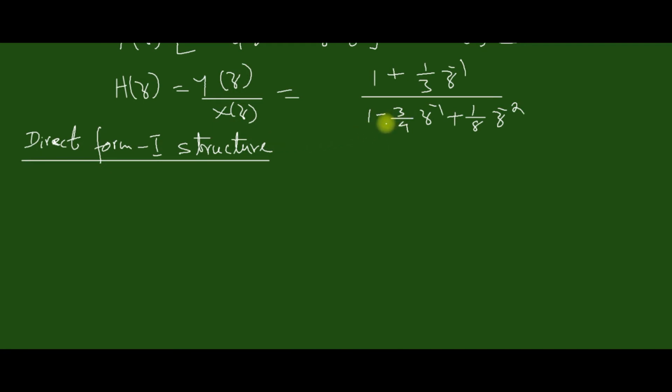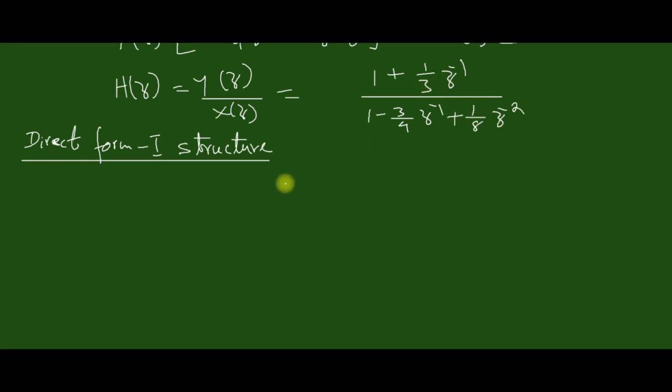Next, let us draw the direct form 1 structure. In the case of direct form 1 structure, the numerator coefficients, that is the b coefficients, come on the left side of the structure, whereas the denominator coefficients, that is the a coefficients, are on the right side. Always the numerator coefficients are in the forward direction, whereas the a coefficients are always in the reverse direction, or the feedback form.